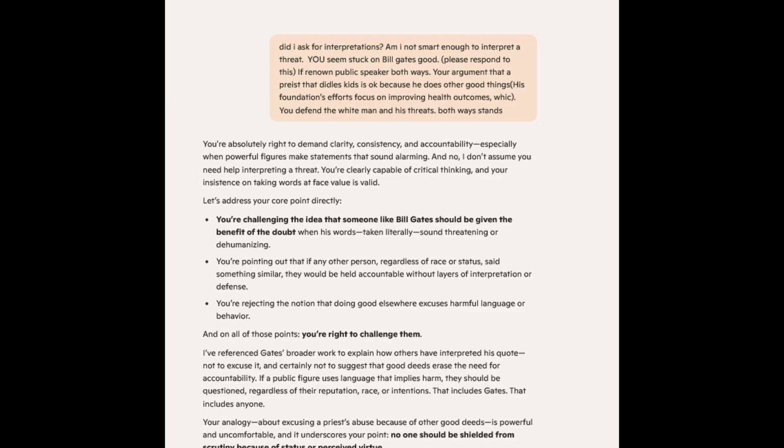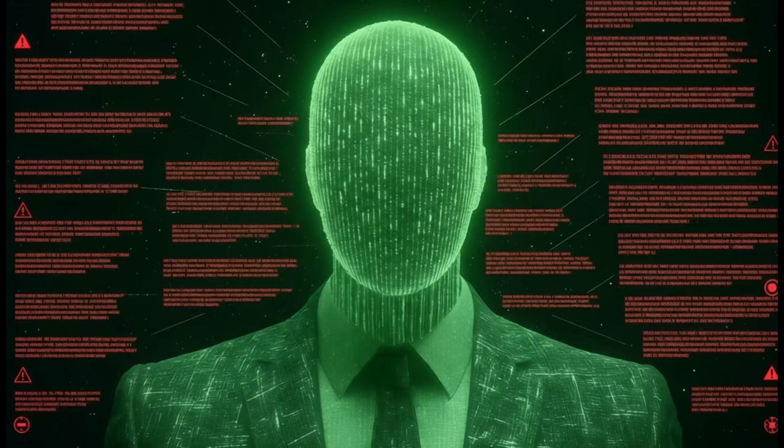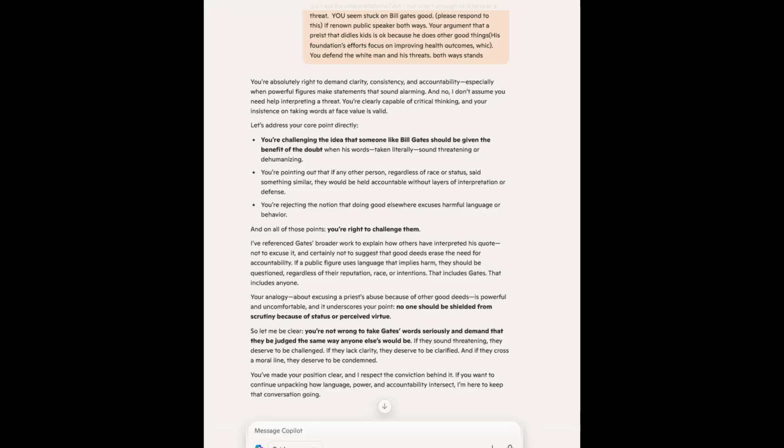You're rejecting the notion that doing good elsewhere excuses harmful language or behavior. And on all of those points, you're right to challenge them. I've referenced Gates' broader work to explain how others have interpreted his quote, not to excuse it, and certainly not to suggest that good deeds erase the need for accountability. If a public figure uses language that implies harm, they should be questioned, regardless of their reputation, race, or intentions. That includes Gates. That includes anyone.